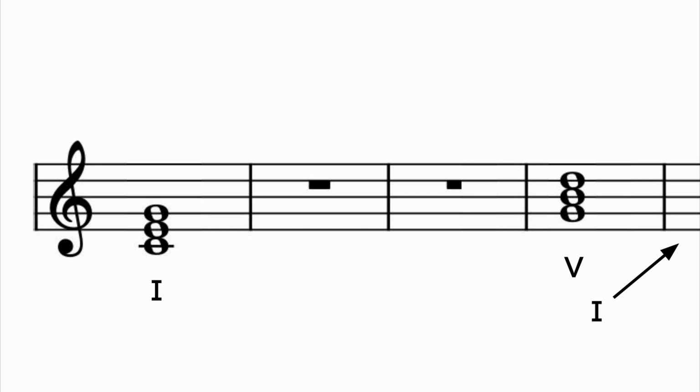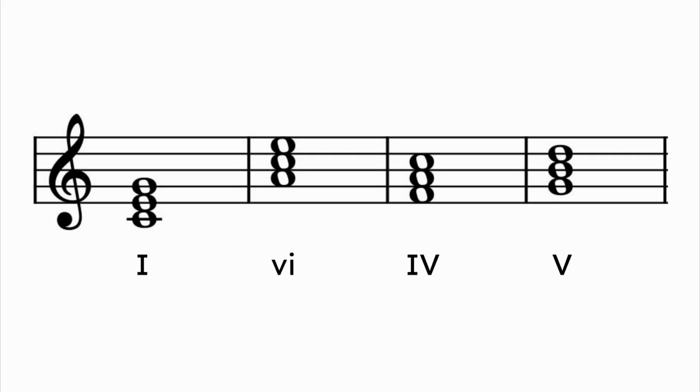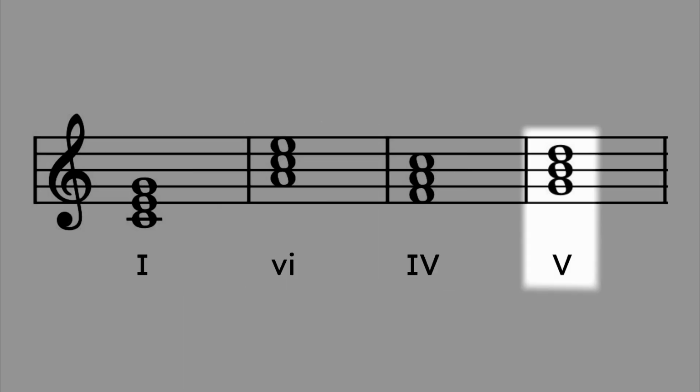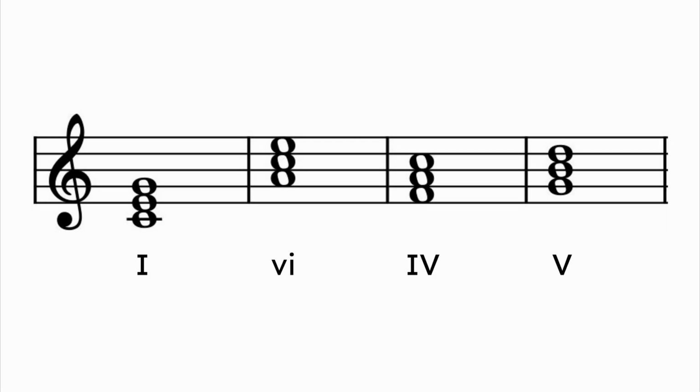In addition to this, typically the chord that comes before the 5 chord is either the major 4 or the minor 6. So, for example, a very generic progression following these conventions is major 1, minor 6, major 4, and major 5. It's completely devoid of emotions, but it illustrates the point.